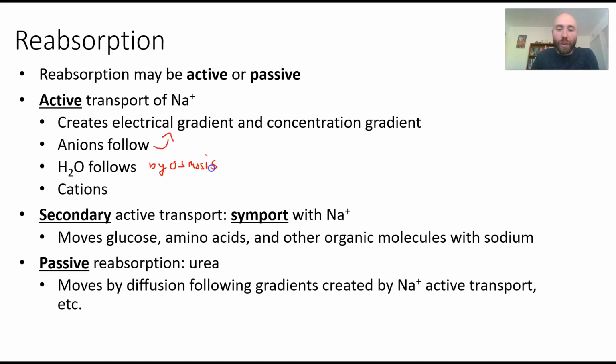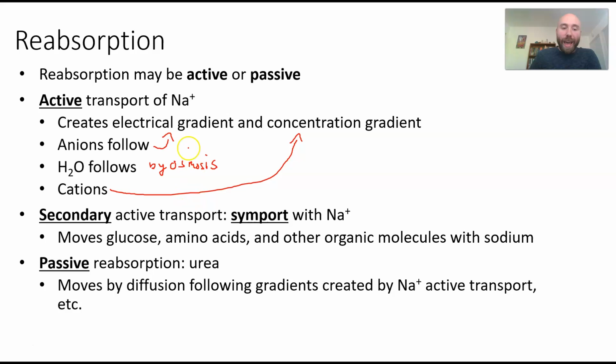And once water moves, you're going to create a concentration gradient. And after you've created that concentration gradient, other ions, like potassium or calcium, can begin to move because of the concentration gradient. And we'll discuss how that happens on the next slide when I can show you a picture of it.